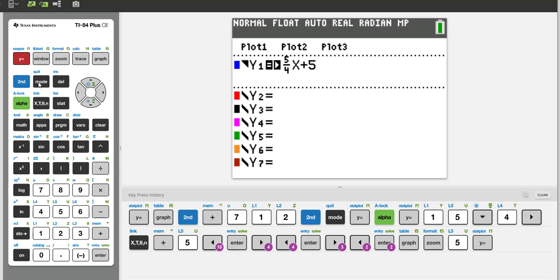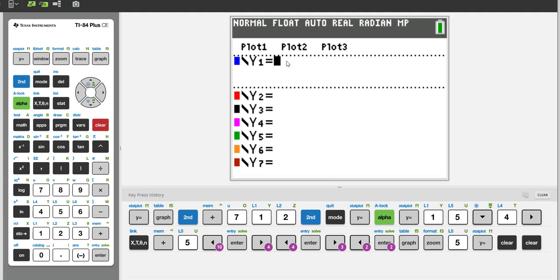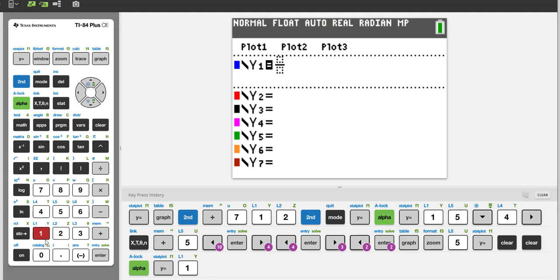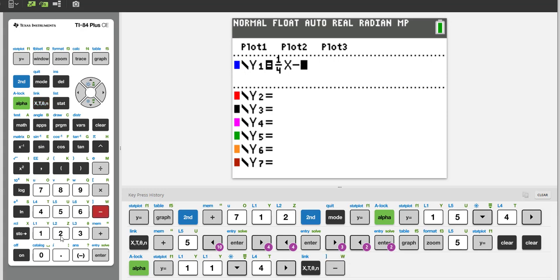Press clear twice to reset the y1 to its default state. Pressing clear once will reset only the right-hand side of the equal sign. Pressing clear twice resets the whole line. Press alpha, y equals, number 1. Type in 1 and press the down arrow. Type in 4 and press the right arrow. Press the X key. Press the subtraction key and type in 2.